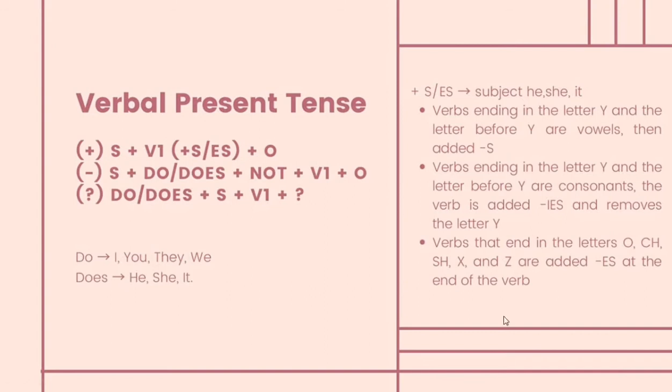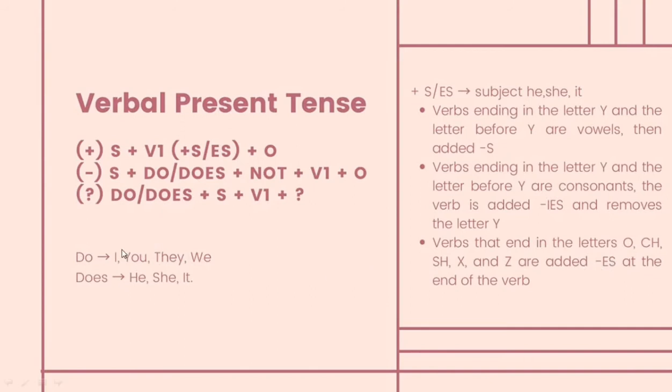And the last rule: verbs that end in the letters O, CH, SH, X, and Z add ES at the end of the verb. For example, go. It is not he go, but he goes. She goes. Watch, melihat, watch. The ending nya CH, W-A-T-C-H, watch. So she watches, plus E-S.